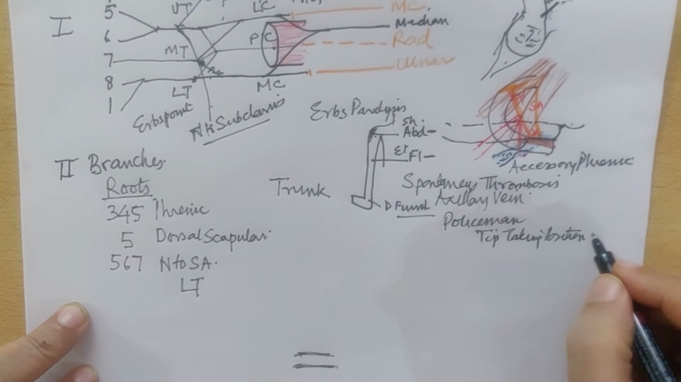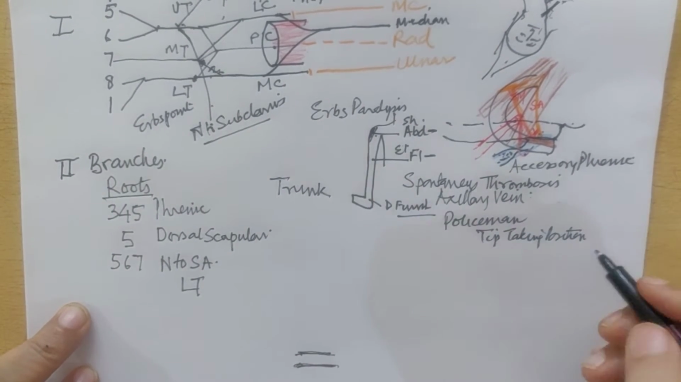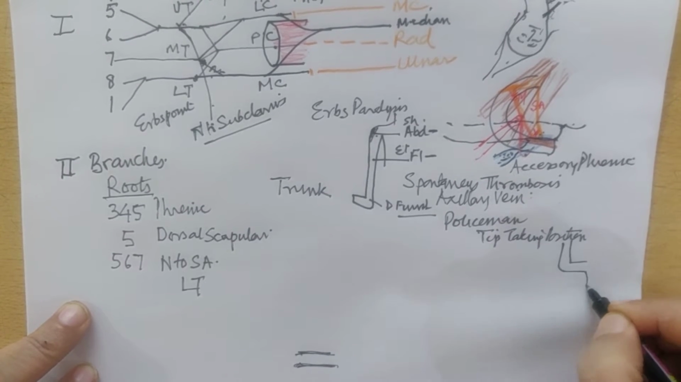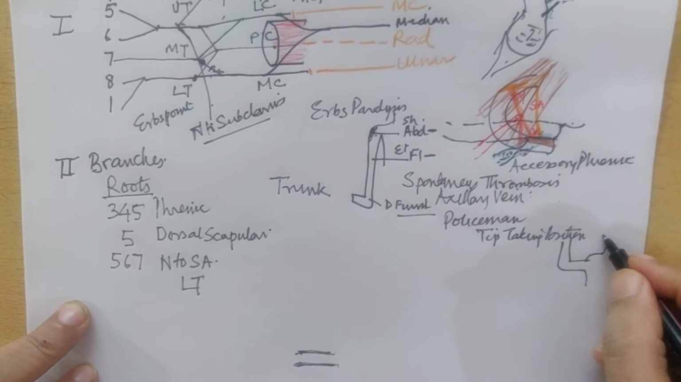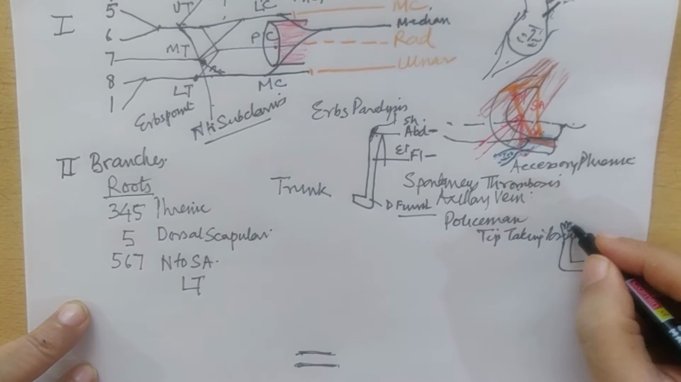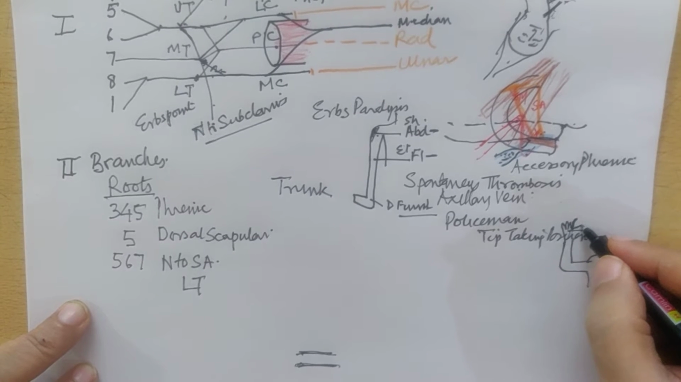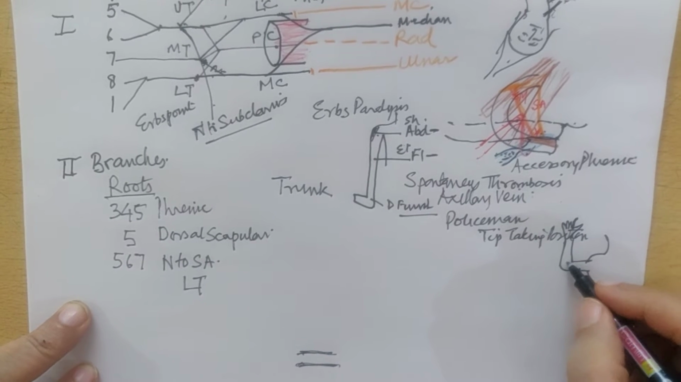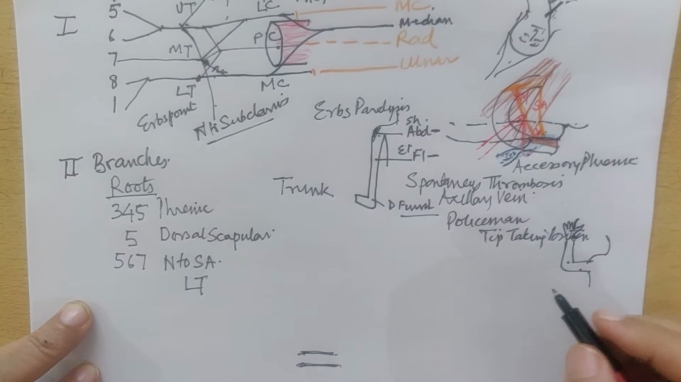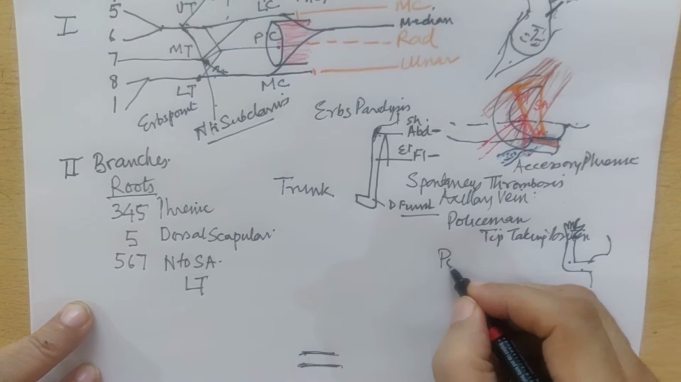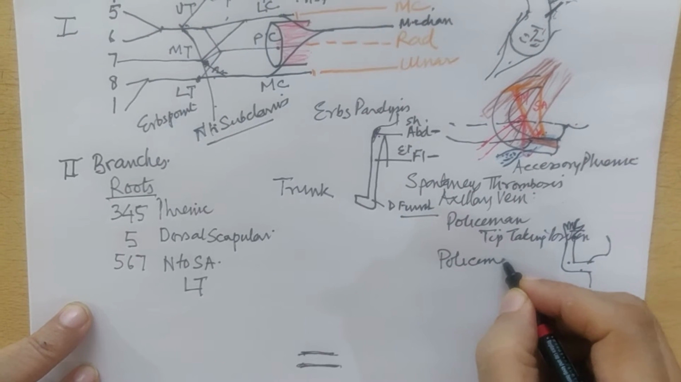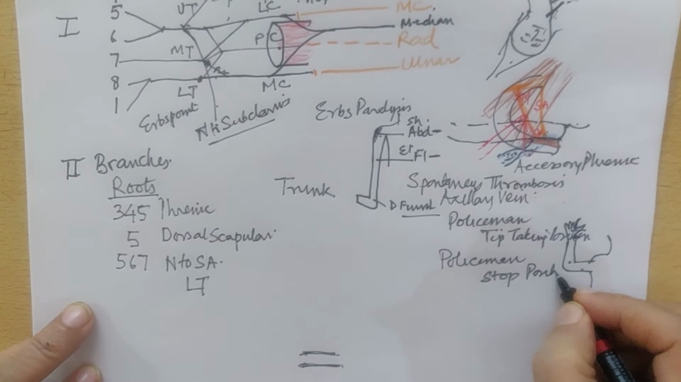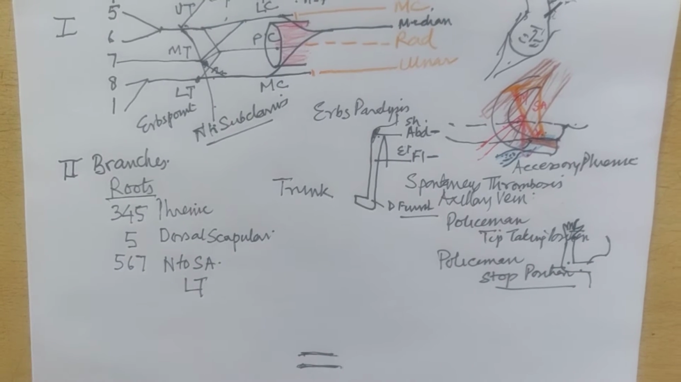And if you want to immobilize to prevent contractures in Erb's paralysis, you will immobilize in policeman stop position. That means you will abduct the shoulder, you will flex the elbow, and you dorsiflex the wrist. So the immobilization in Erb's paralysis is policeman stop position to prevent development of contractures.